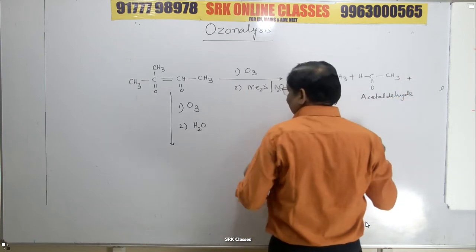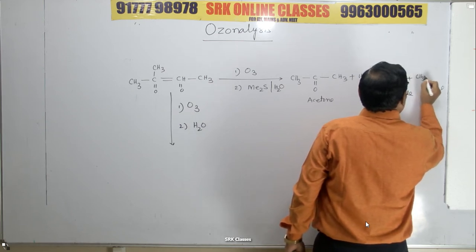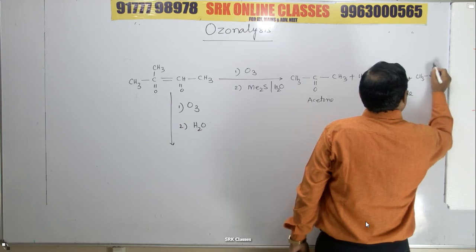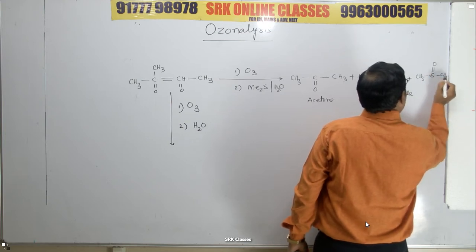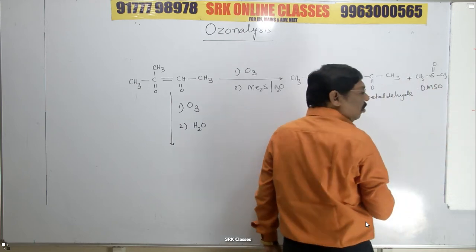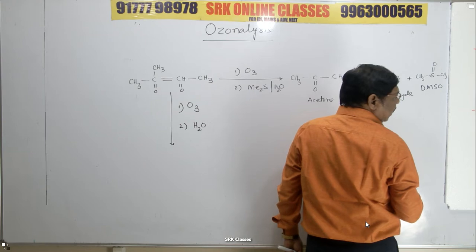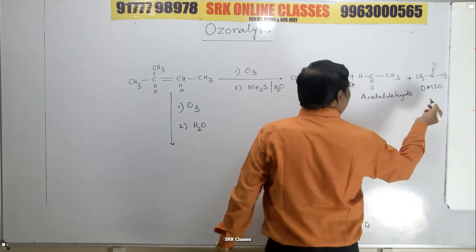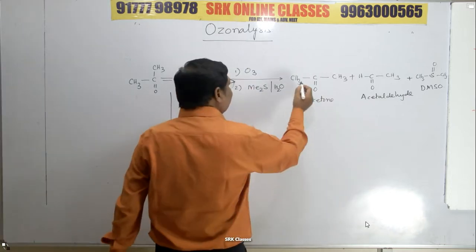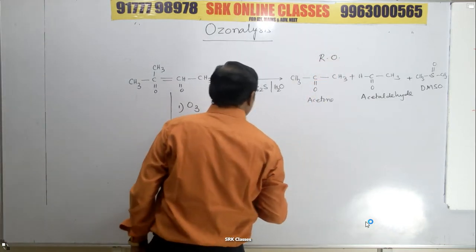Plus here dimethyl sulfide. Dimethyl sulfide will be converted to what? Dimethyl sulfoxide, abbreviated as DMSO, a polar aprotic solvent, right? DMSO plus, as usual, H2O will be there. Now this is called reductive ozonolysis.